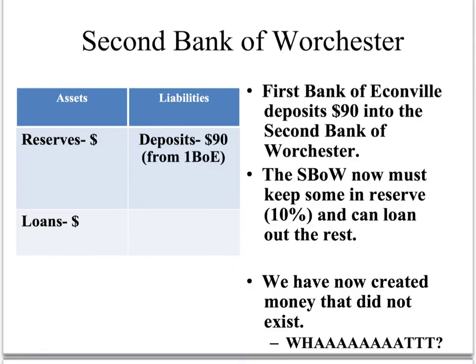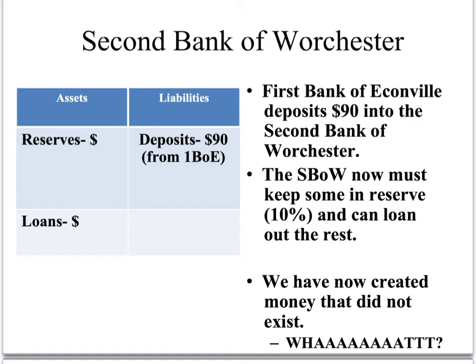Now let's say the First Bank of Econville, when you deposited your $100, decides, you know what, we're going to loan out $90 to the Second Bank of Worcester. The Second Bank of Worcester now must keep some in reserves, the same 10%, and can loan out the rest. We have now created money that did not exist.